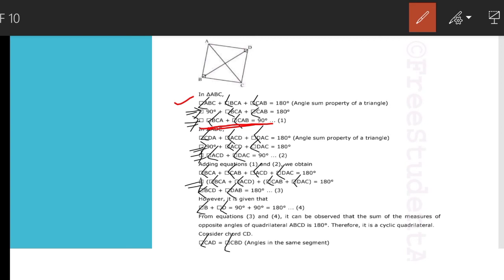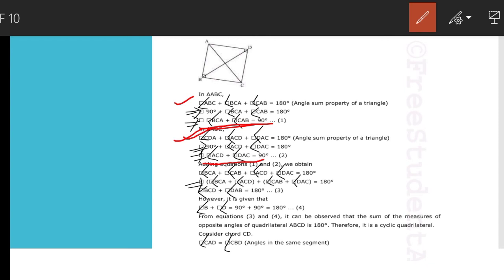Same thing we will do with the triangle ADC. In this triangle we are also following the angle sum property. So in place of D we will substitute the value of D, that is 90 degrees. So we will get angle ACD plus angle DAC as 90 degrees. So now we have two equations where the angles add up to 90.